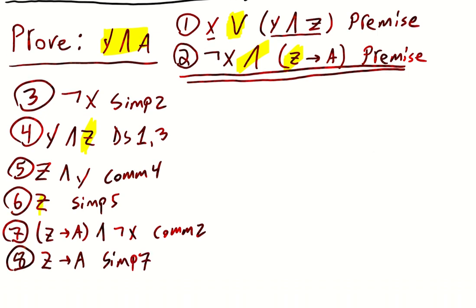So we have z is the case according to line 6. That appears in the antecedent to a conditional, if z then a. And so for line 9, we can get a by modus ponens with lines 6 and 8.